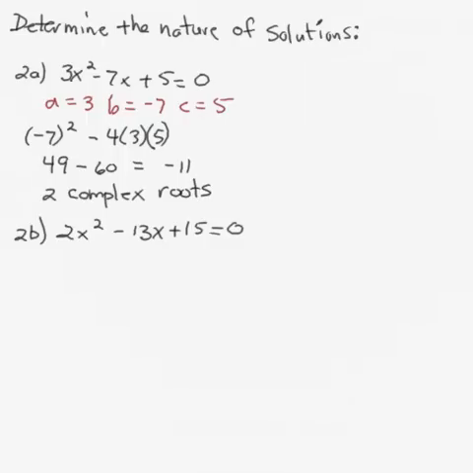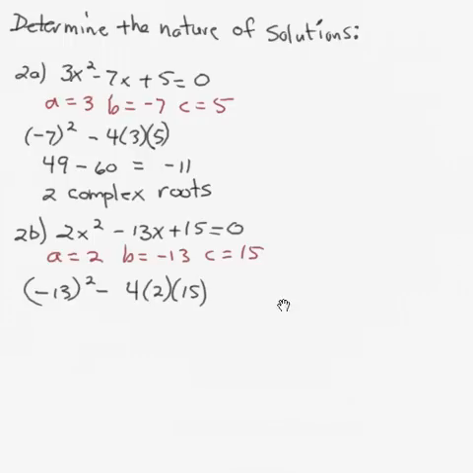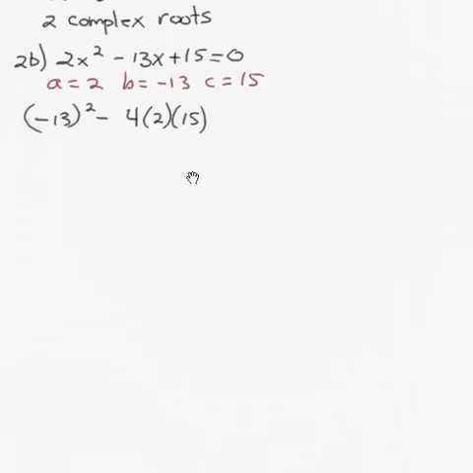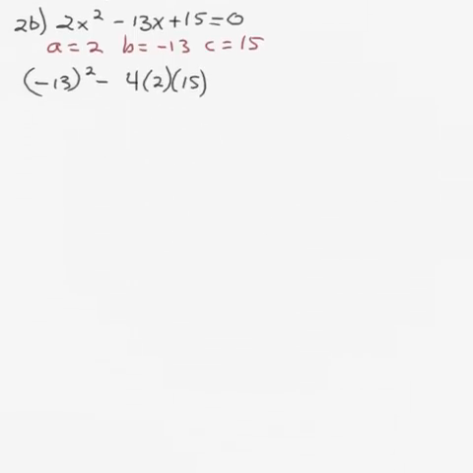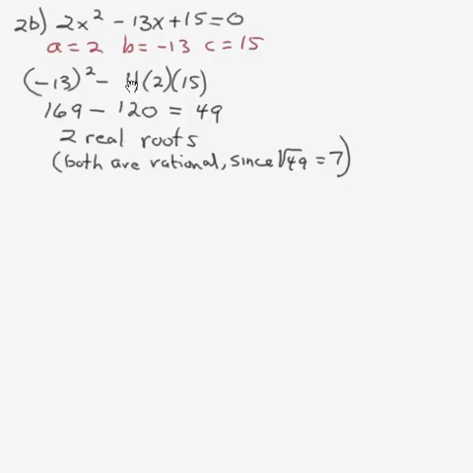Alright, let's look at another example. In this particular case, 2x squared minus 13x plus 15. A is 2, b is negative 13, c is 15. We're going to do the b squared, which is negative 13 quantity squared, minus 4 times a, which is 2, times c, which is 15. Simplify that, 169 minus 120, and that's a positive number. So what we know here is that we have 2 real roots.